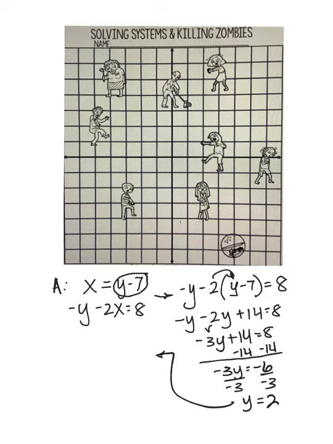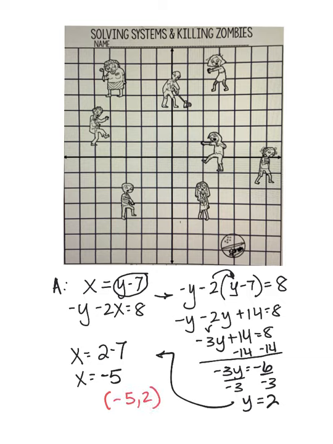I know, usually I go to the right, but let's be nuts and go to the left. x equals y minus 7. This time we know that y is 2. So we have 2 minus 7, which means that x is negative 5. So we solved the system. We have our solution, which is negative 5, 2.